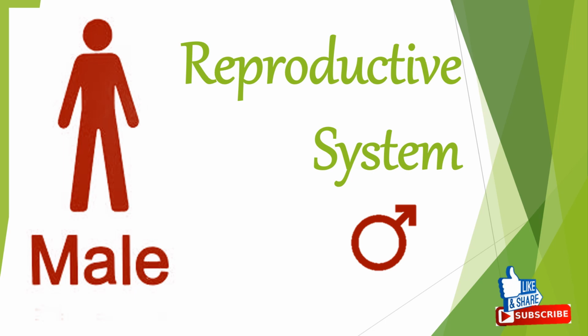In our last class, we understood the basic concept of sexual reproduction in humans. Now, in this class, we will be dealing with the male reproductive system.